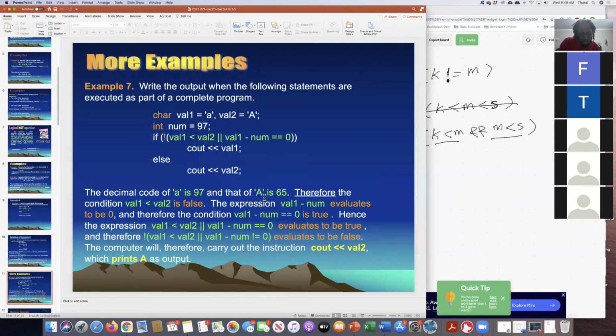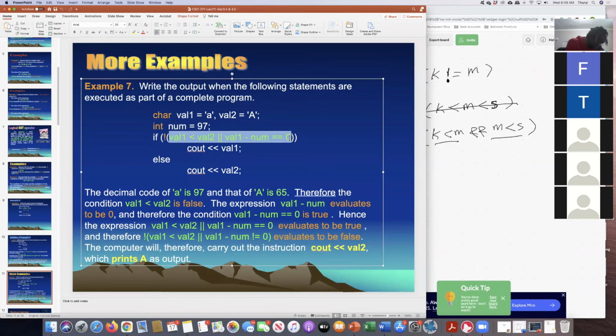All right, so let's go to the next example. Val 1 is lowercase a, val 2 is uppercase A. Num is 97. So we have a combined condition with the not operator in front of it. Now notice that the not is there after parentheses. The entire expression is in parentheses and the not is in front of it. So that means the not will apply to this entire expression. So we had to evaluate everything in parentheses first.